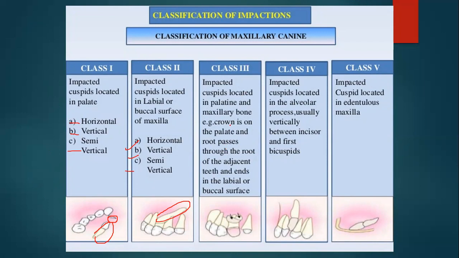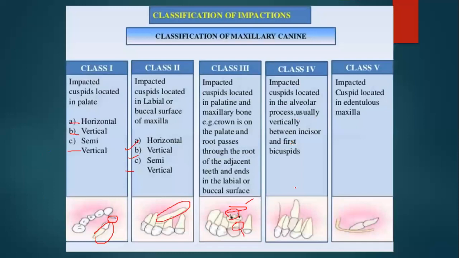However, in class 3, you can see that the impacted cuspid is located in the palatine maxillary bone, and the crown is on the palate, and the root passes through the roots of the adjacent teeth and ends on the buccal side. So what happens? Its crown is on one side and the root is on the other side. Basically, one is facing the buccal surface and the other is facing the palatal surface.